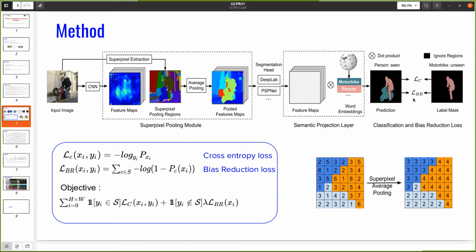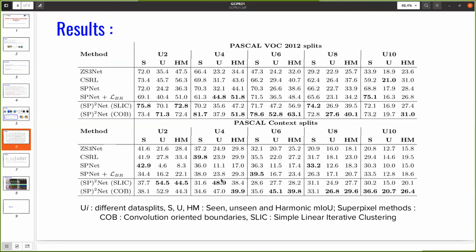So specifically, we have two losses. One is the classification loss, and next is the bias reduction loss. Classification loss is for classifying the pixel, which is applied on the seen pixels, while the bias reduction loss is applied on the ignore regions. So the idea behind the bias reduction loss is that we know that the seen classes should not be present in the ignore regions, and we want to exploit this fact. Finally, we combine both of these two losses with a lambda hyperparameter, and we see that we have improved performance with the addition of this bias reduction loss, which we will see in the result sections.